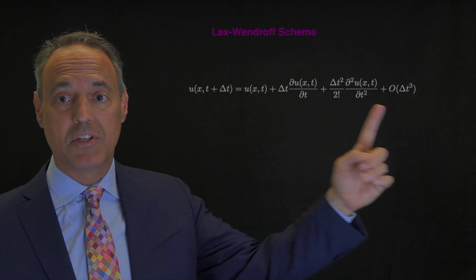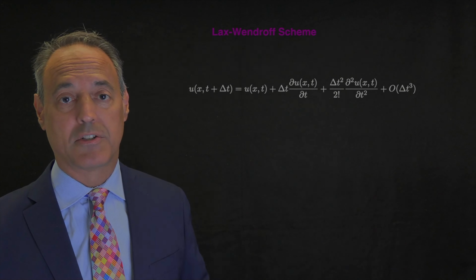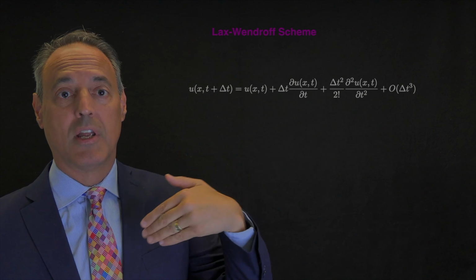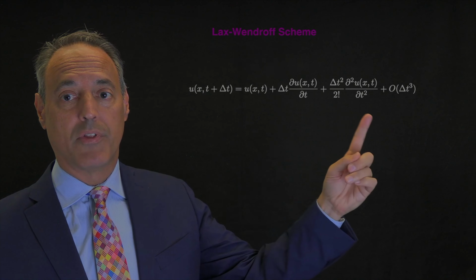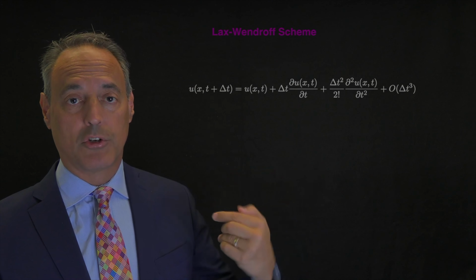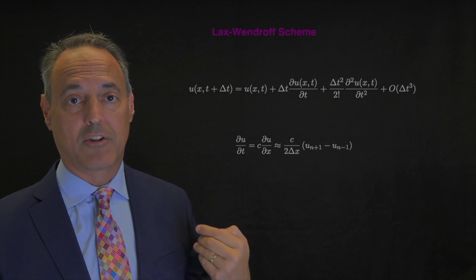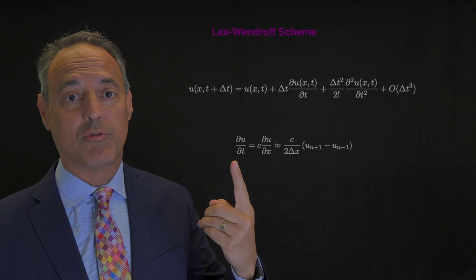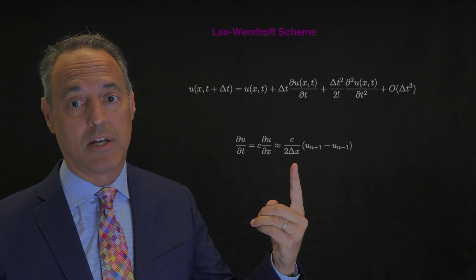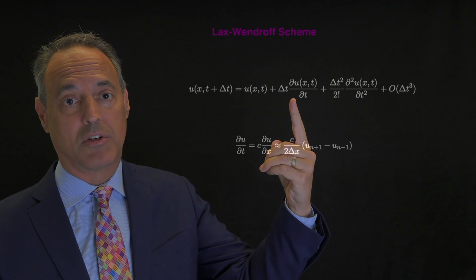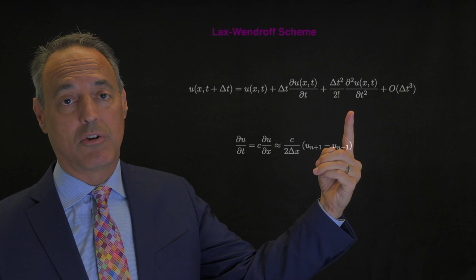So this here is just a Taylor series expansion of the solution delta t into the future. And then the question is, what do I do with these here? You know that what you're solving is, in fact, the one-way wave equation. So you know that u_t is equal to c u_x. So if I have c u_x, then I can discretize it, and I'm going to put it right into this position here. But then I also have a second derivative in time.